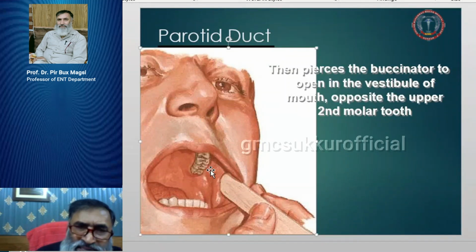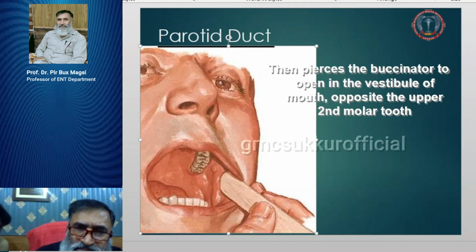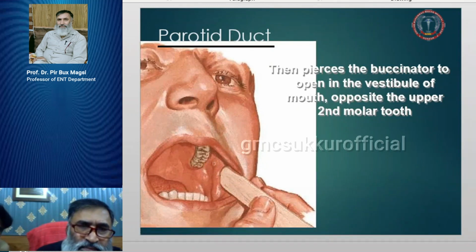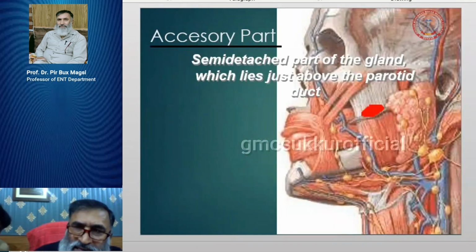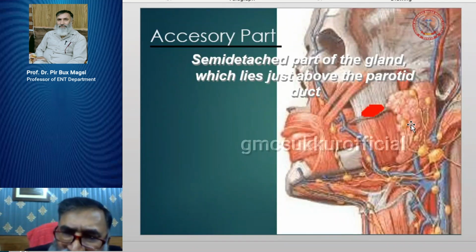If you go to the picture of the parotid gland, this is the parotid gland and this is the extension duct. Now, a virus is either DNA or RNA, and bacteria are living organisms.